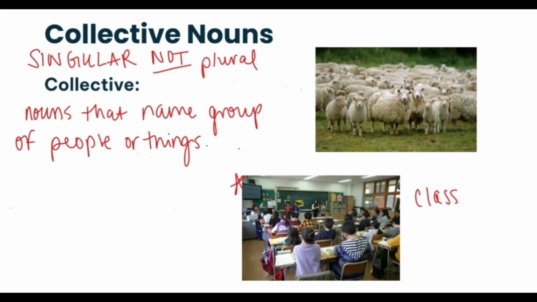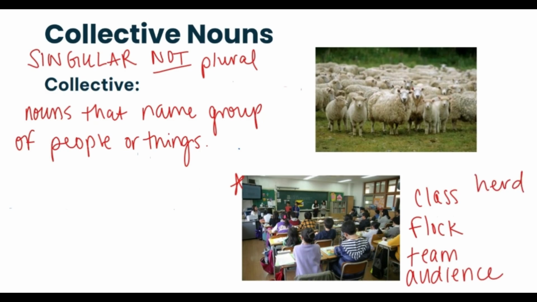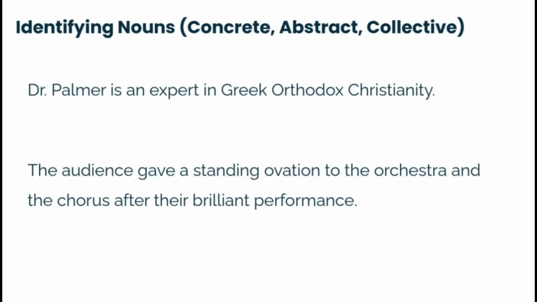When we look at the picture above, I can see here that's a flock. And that functions as a singular word. Other singular words that encapsulate a group of people or things could be a team, an audience, a herd. Those are just a few examples of collective nouns. It's a singular word, but that's naming a group of people or things.